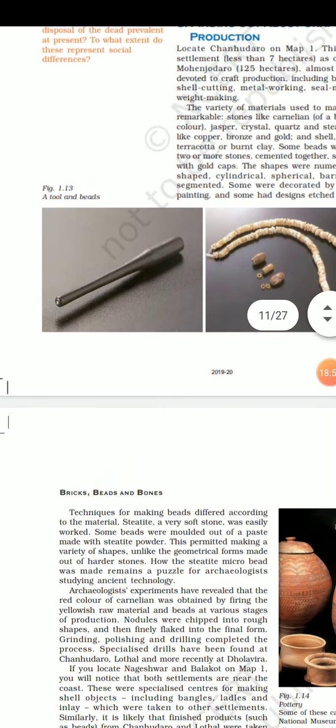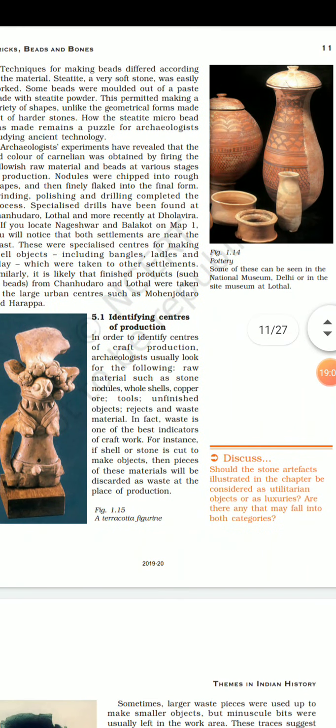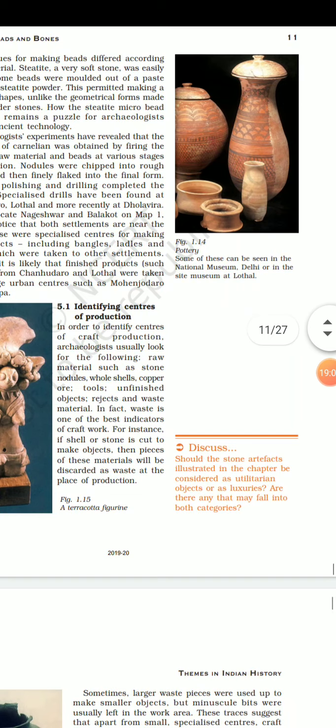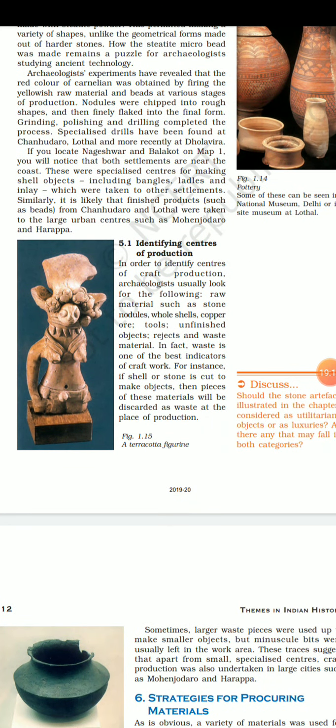So in these paragraphs we studied a little bit about the bead making industry. These are very important things. The question will come from here. Now the heading number 5.1, Identifying centers of production. In order to identify centers of craft production, archaeologists usually look for the following: raw materials such as stone.